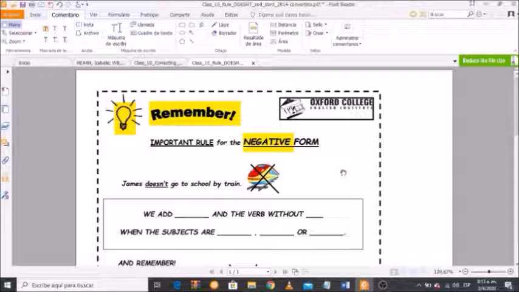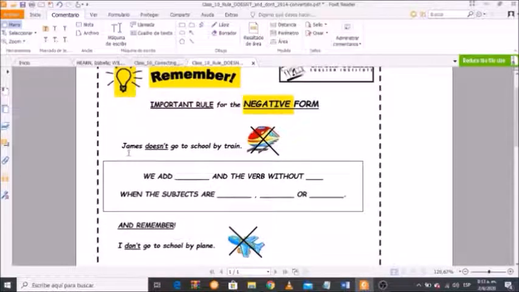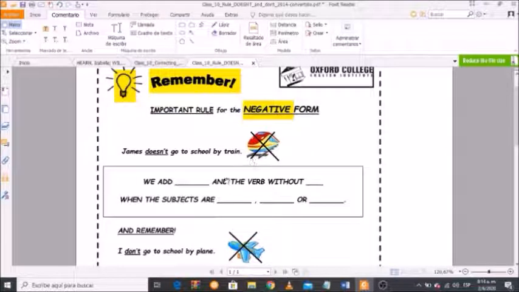Y como habíamos mencionado anteriormente, para armar una oración negativa teníamos dos posibilidades. O usábamos la palabra don't o usábamos la palabra doesn't. Ok, y ustedes se preguntarán, ¿cuándo usamos la palabra don't y cuándo usamos la palabra doesn't? Ok, let's take a look at the first sentence. It says, James doesn't go to school by train. So, what words are we using here to make this sentence negative? ¿Qué palabra estamos usando en este caso para armar nuestra oración negativa? Okay, very good.